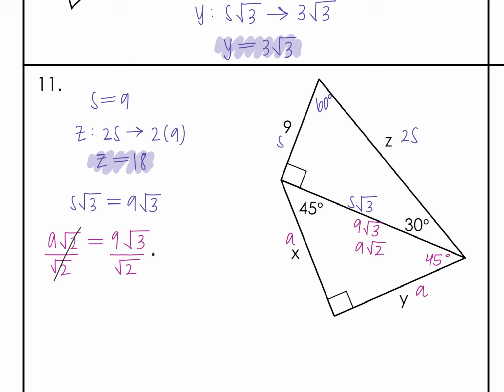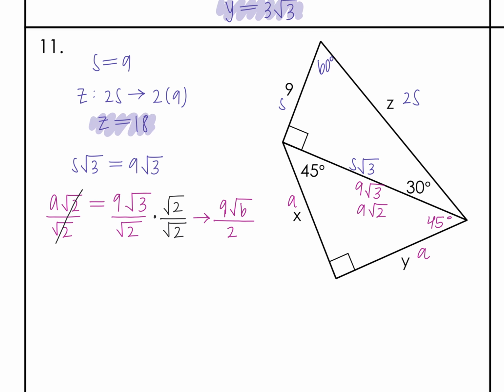And then on this side, we're going to rationalize. We're going to multiply by that root 2 on top and on bottom. So in my numerator here, I'm going to get 9 root 6. And then in my denominator, that root 2 times root 2 just gives me 2. So I can leave this as 9 root 6 divided by 2, or if you want to, you can change that into 4.5 root 6, but I'm going to leave it as the fraction.